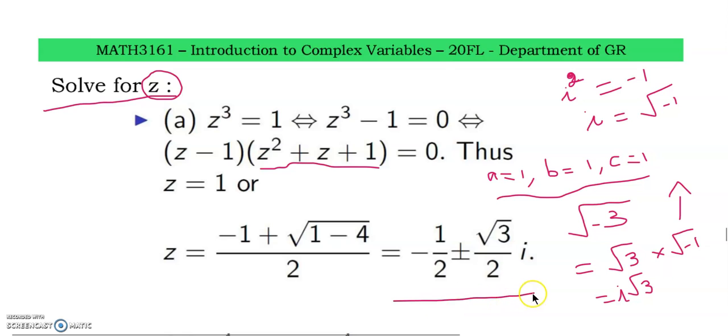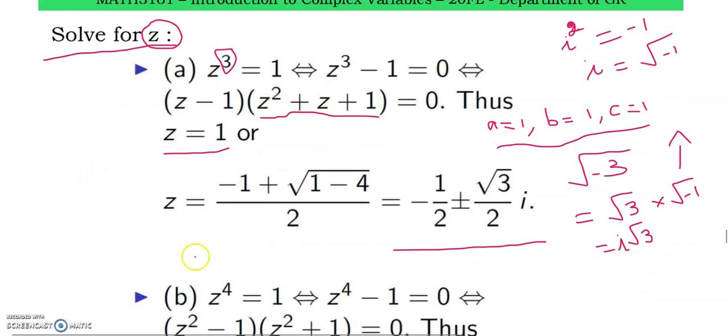So these are the values of z: minus 1 by 2 plus root 3 by 2 i, and minus 1 by 2 minus root 3 by 2 i. Another one is z equal to 1. Here the degree of z is 3, so 3 values, 3 roots. So z is equal to 1 is one root, and here two roots, so in total we can find 3 values of z.